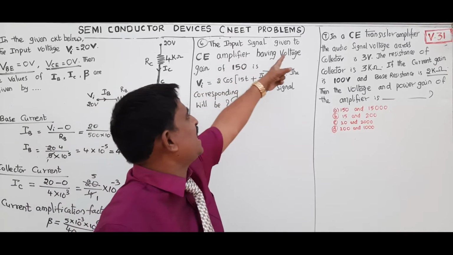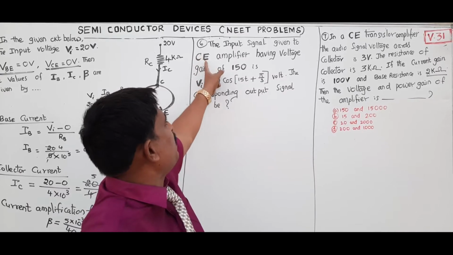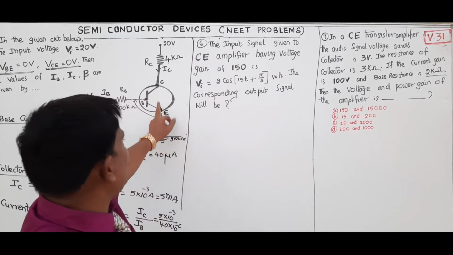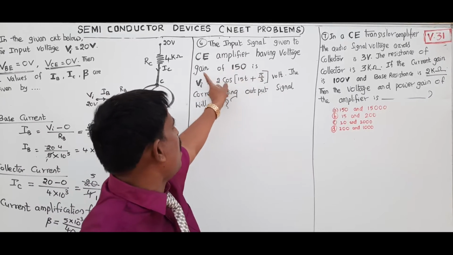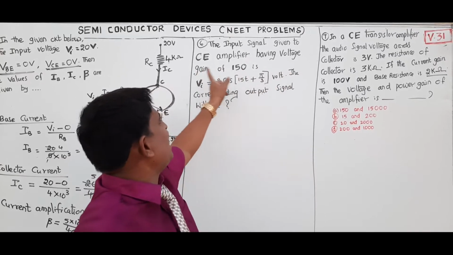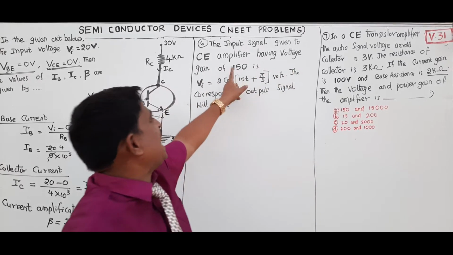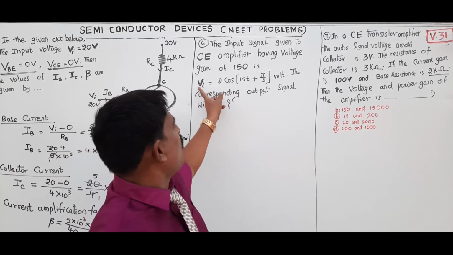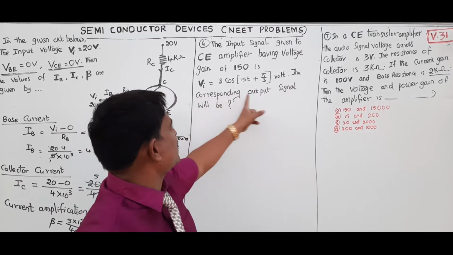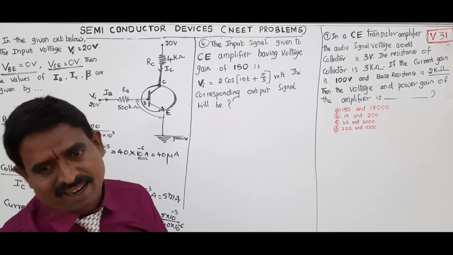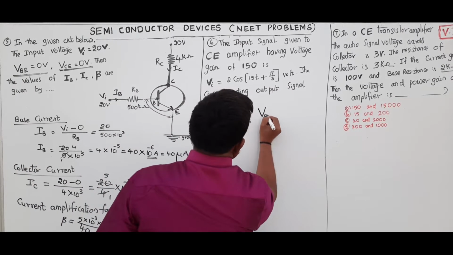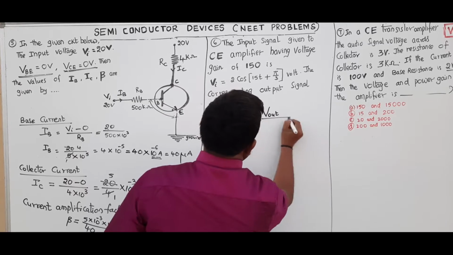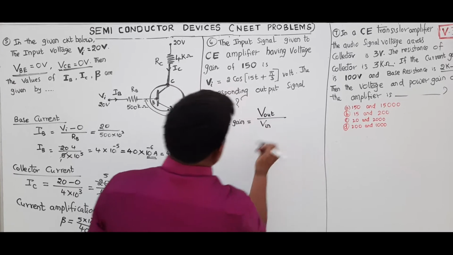The input signal is given to a common emitter amplifier having a voltage gain of 150. This is the input voltage, and they are asking what the output signal is. Gain is equal to output voltage by input voltage.